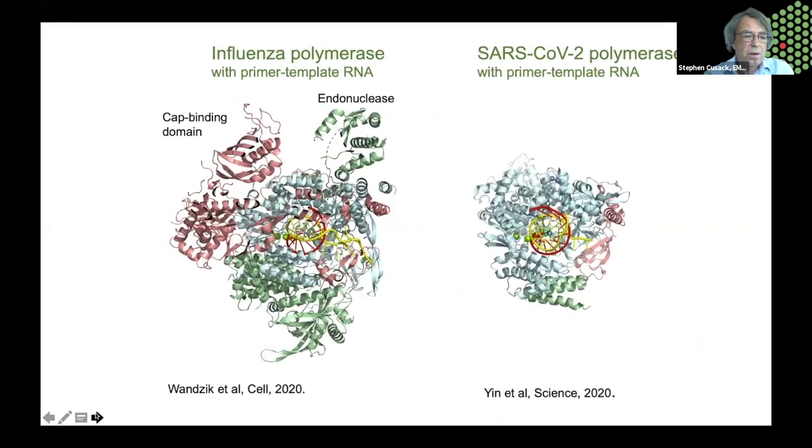So now let's focus in more closely. Here's a comparison of the structure of influenza polymerase, which we determined with the primer template RNA, and an incredibly recent structure, just from a month ago, of the SARS-CoV-2 polymerase, again with a primer template RNA. You can see they're different in size, shape, and everything when you look at it like this, but you'll see that the RNA, the red and the yellow strands, are pretty much the same.